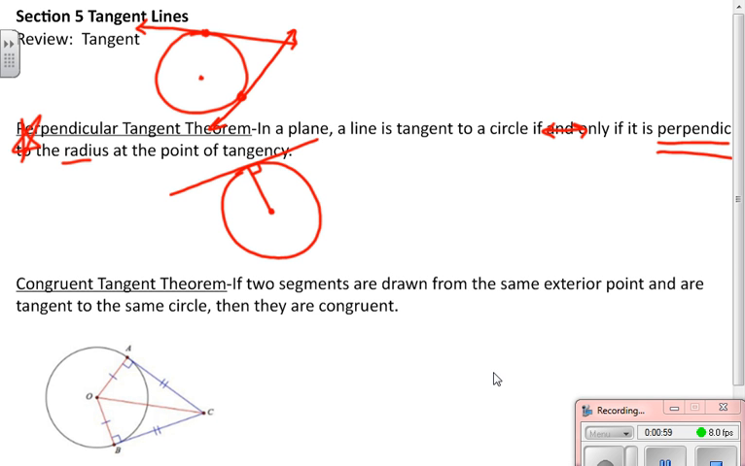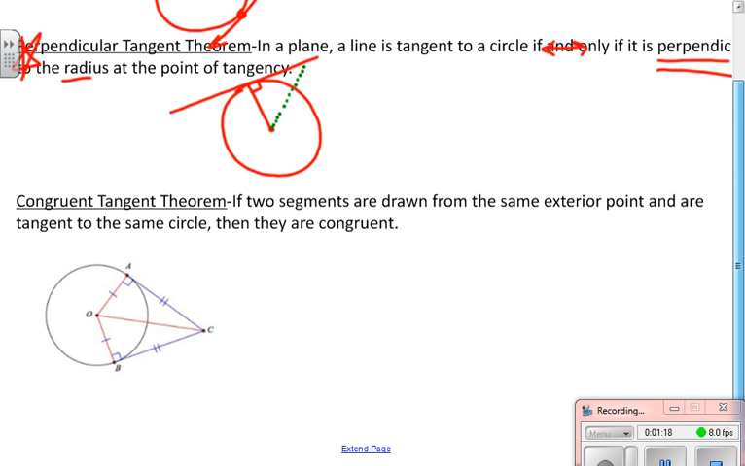The reason this is so crucially important is then I can draw on a right triangle. And once I have a right triangle, I can use the Pythagorean theorem. I can use triangle angle sum. I have a lot of power to solve and find different pieces of the segments in that circle.